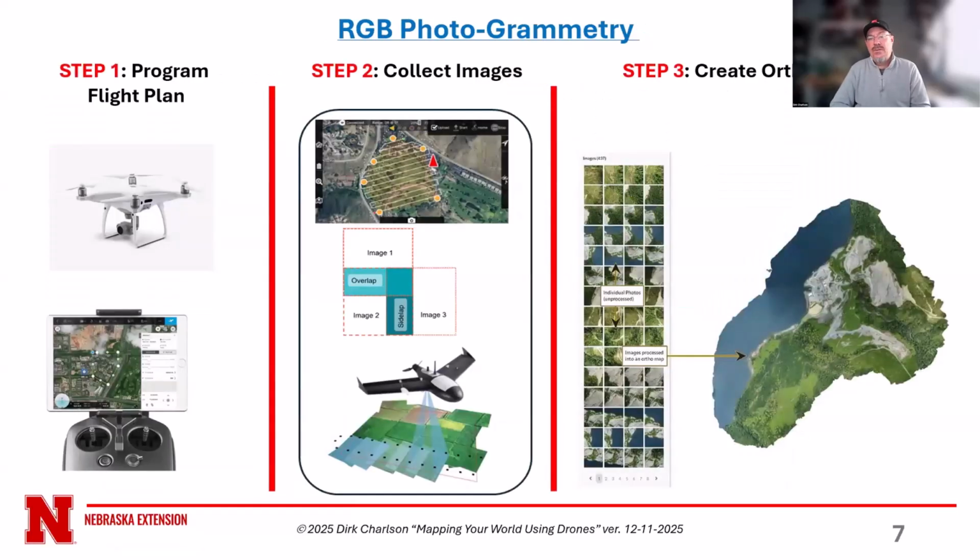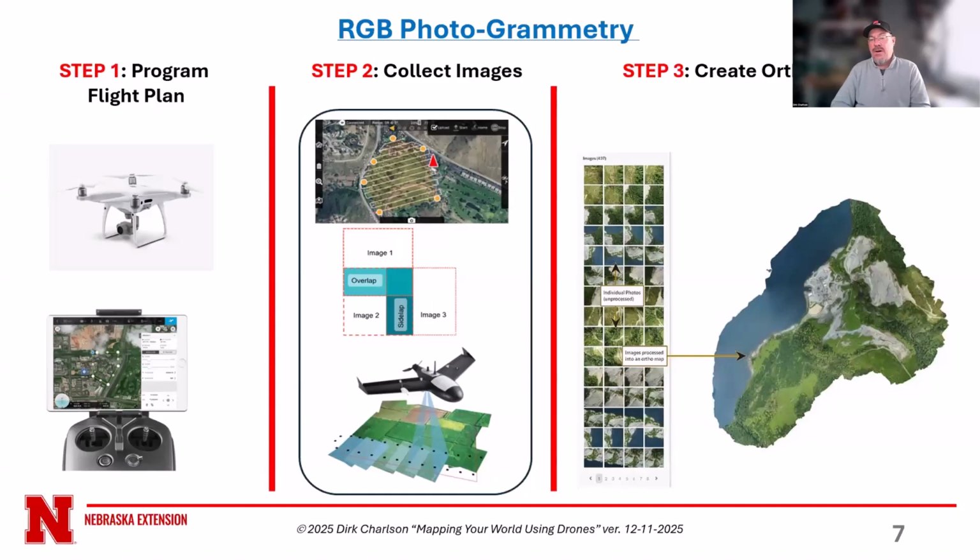What I want to do for the remainder of this presentation is to show you what you can do with your very own drone. We're going to look at what's called RGB photogrammetry. It's fairly simple. You have 3 steps. The first step is you have a drone with the RGB camera on it. You program a flight plan. You take it to the field, and that flight plan will be a serpentine pattern across the field.